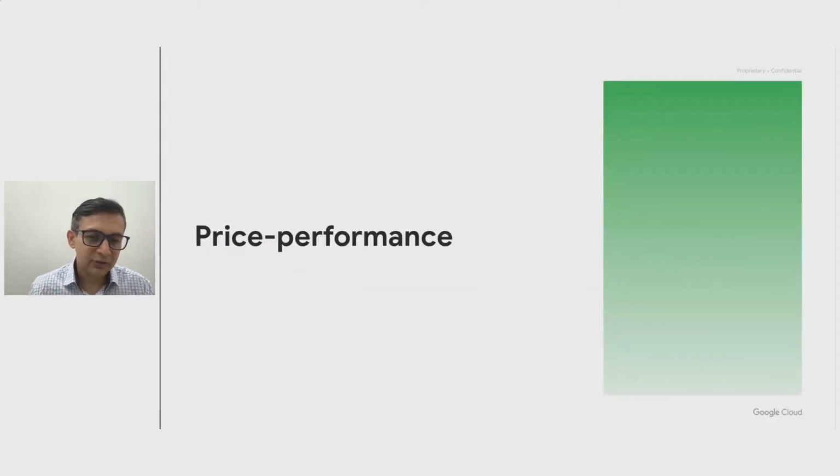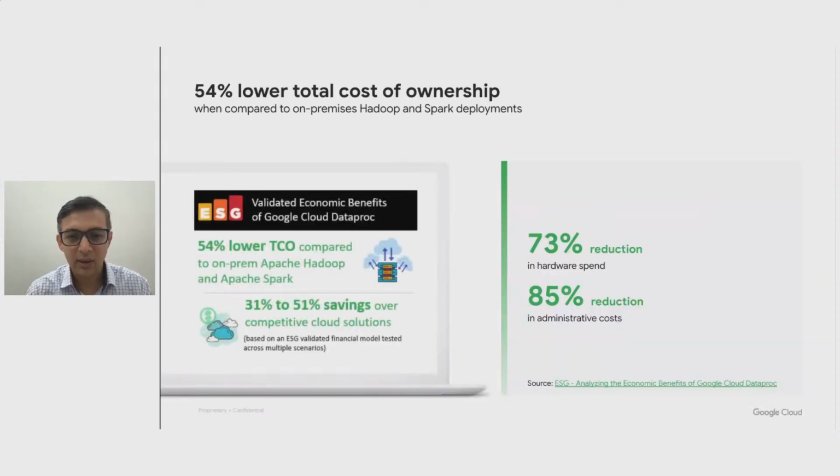And we did a study with ESG where ESG found that if you bring your Hadoop cluster on-prem to Google Cloud with Dataproc, you get about a 54% lower total cost of ownership. And if you are coming from another cloud, because of some of the benefits in Dataproc, like a very short startup time and having ephemeral clusters, you get about 30 to 50% savings from other cloud solutions as well.